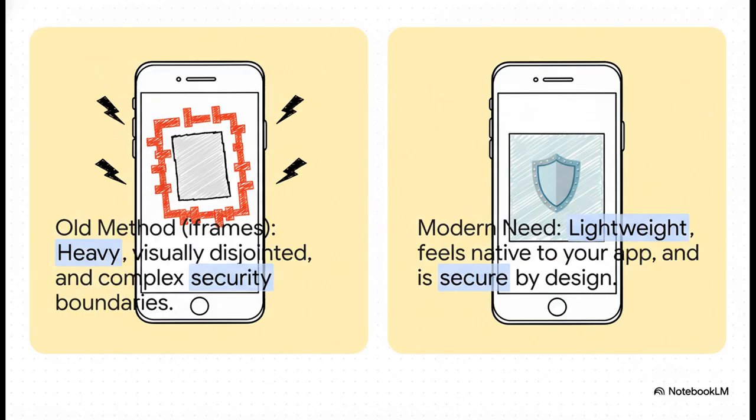For a long, long time, the go-to solution for this was something called an iframe. It's basically like putting a little window into another website inside your app. But as you can see, that method is just clunky. It's heavyweight, it usually looks totally out of place, and from a security standpoint, it can be a real headache. What we actually need is something modern. Something lightweight that feels completely native to the app and is secure from the ground up.